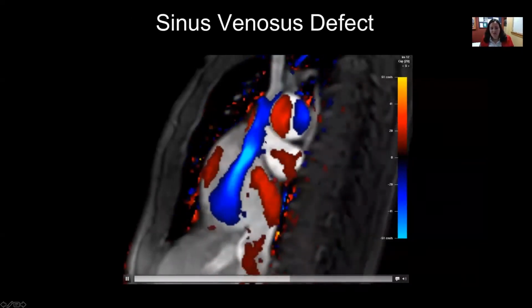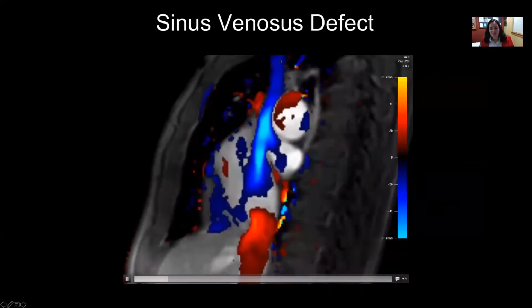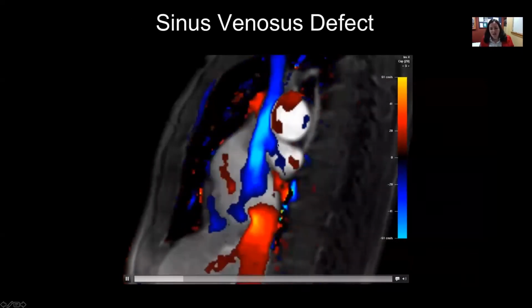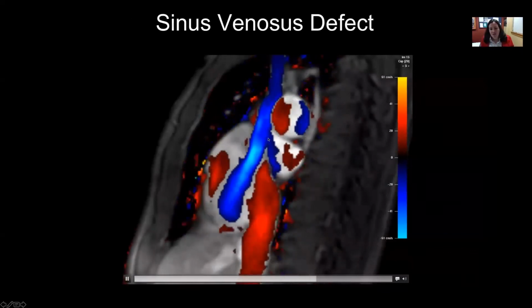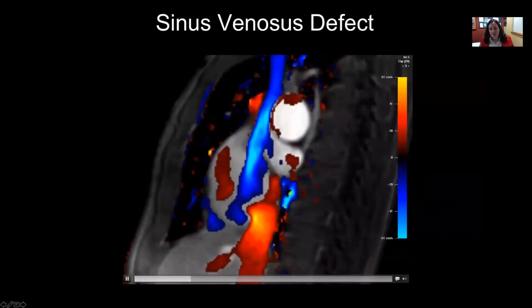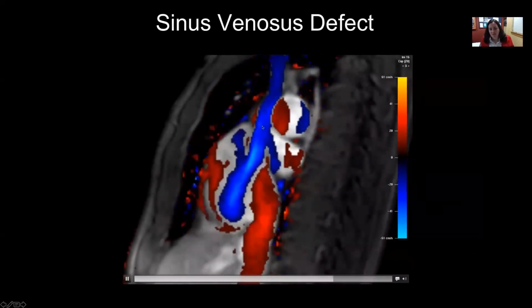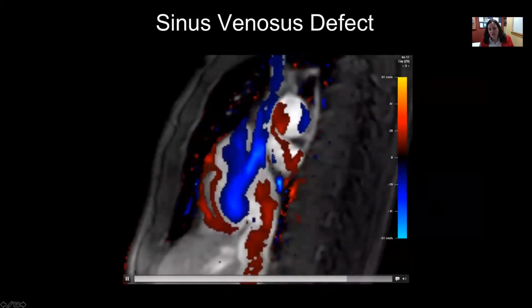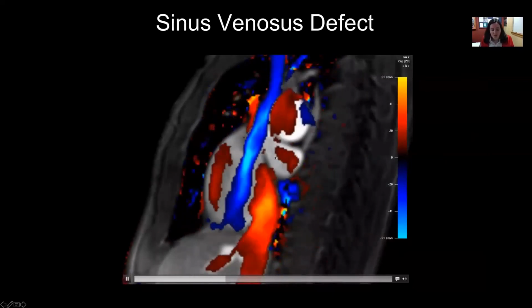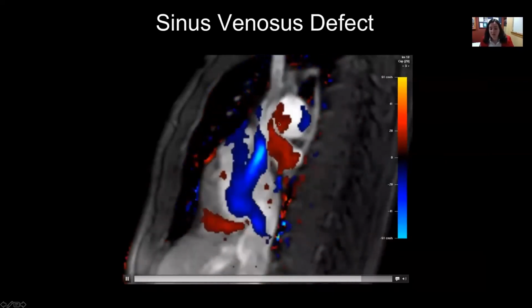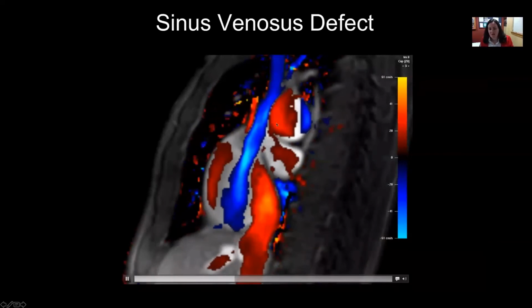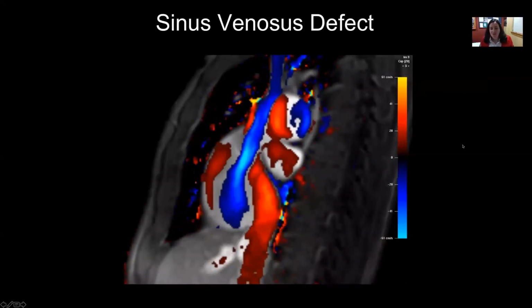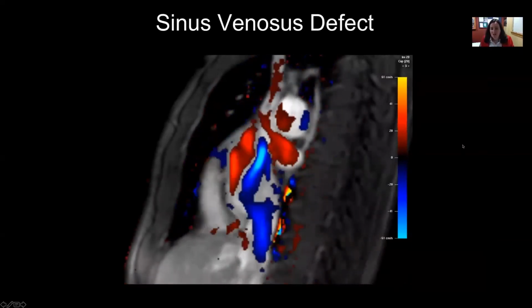Here's an example using flow imaging to show you flow down the SVC in blue into the right atrium here. Here you can see some of the flow from the sinus venosus defect that's actually being directed into the SVC, and yet some that's actually transversing back over to the left atrium. This was an adult with higher pulmonary vascular resistance, such that she had mild degrees of pulmonary hypertension. You can see this physiology with MRI.